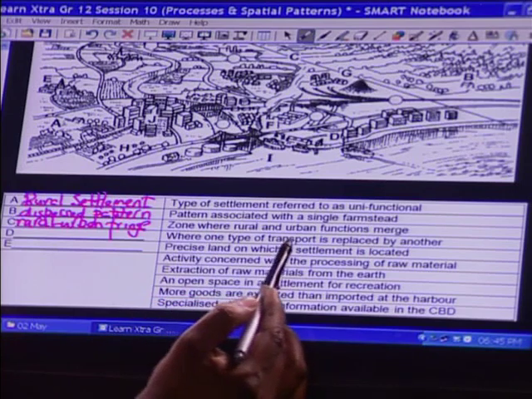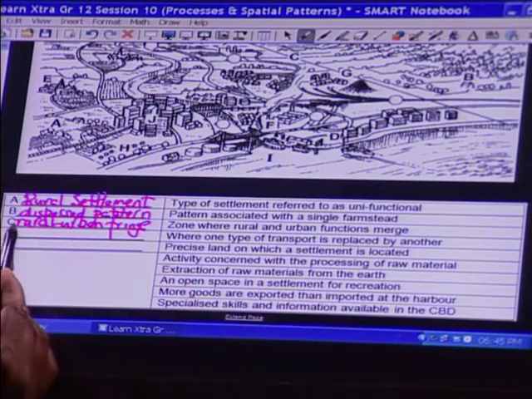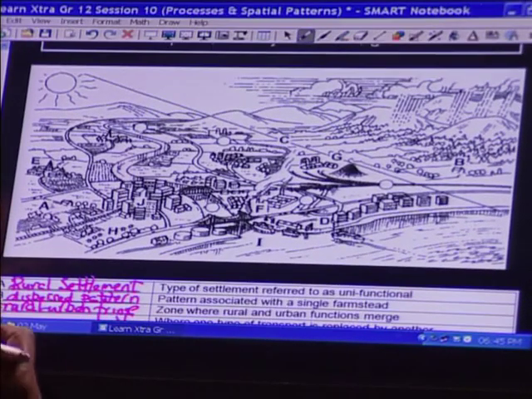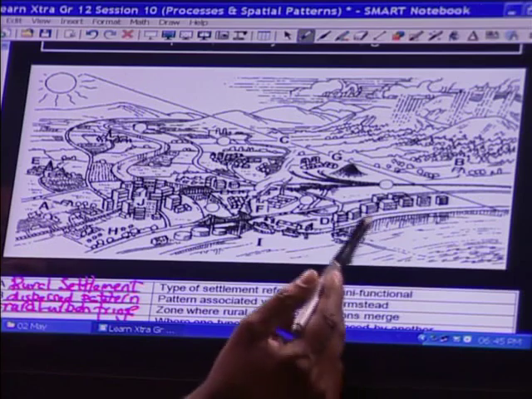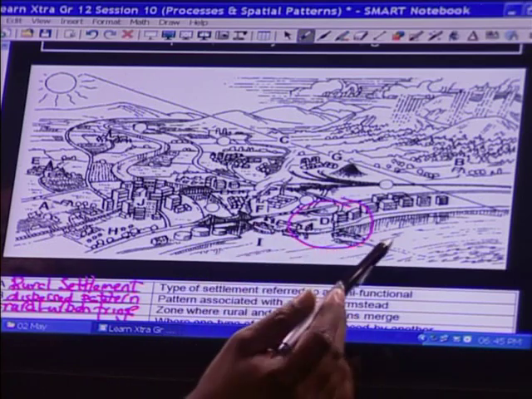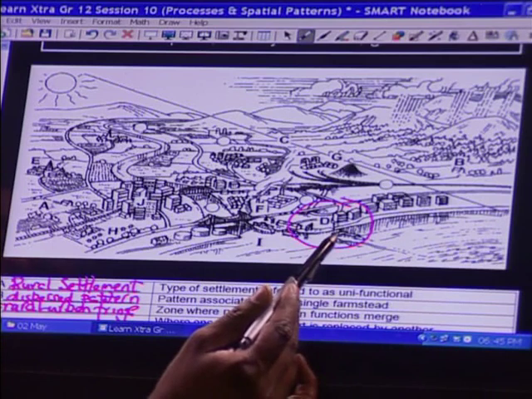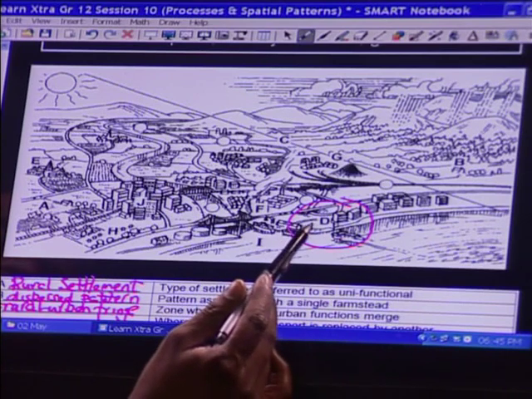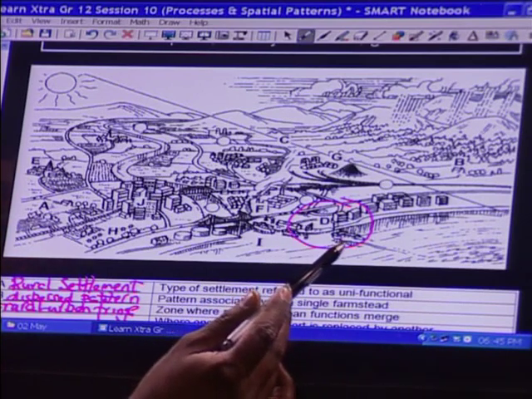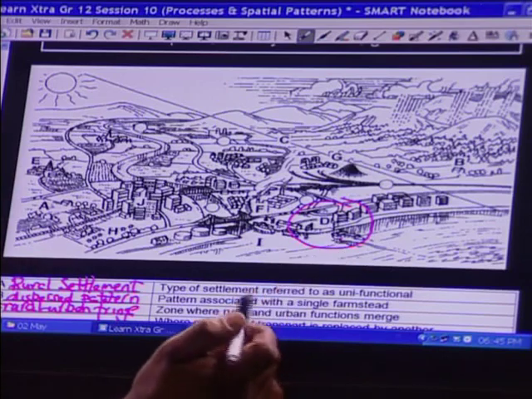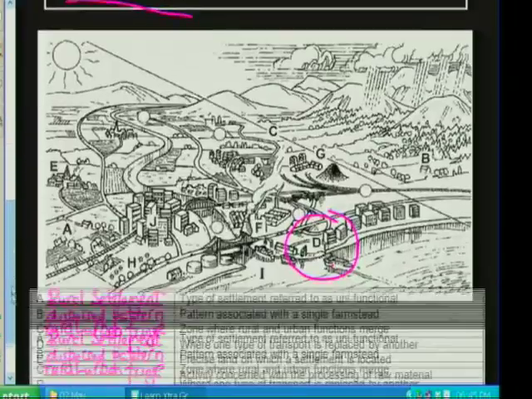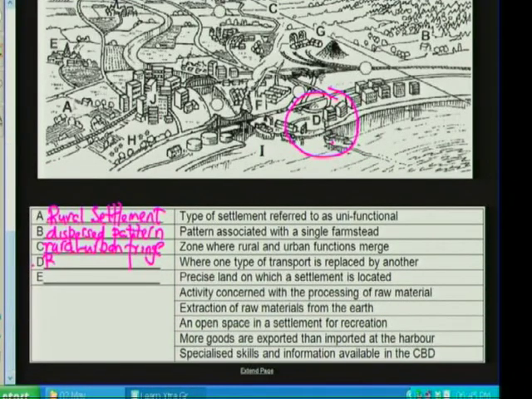Where one type of transport is replaced by another. This is represented by D. In this example, if we look at this particular area for D, you'll note that this transport is represented by C and replaced by rail transport. Where one type of transport in a settlement is replaced by another, it's generally referred to as a break of bulk point. Answer D, break of bulk point.